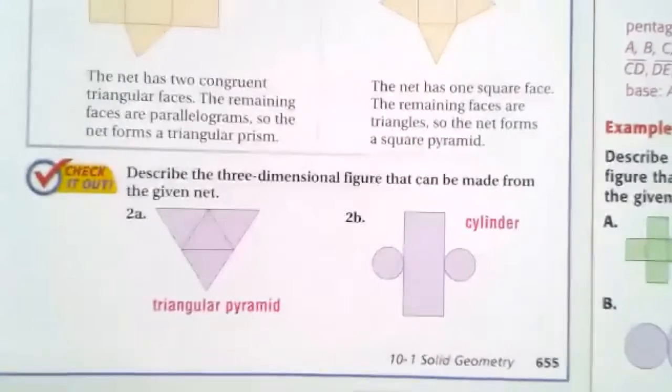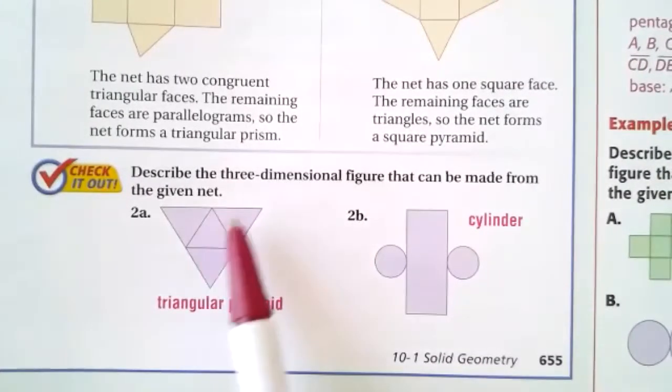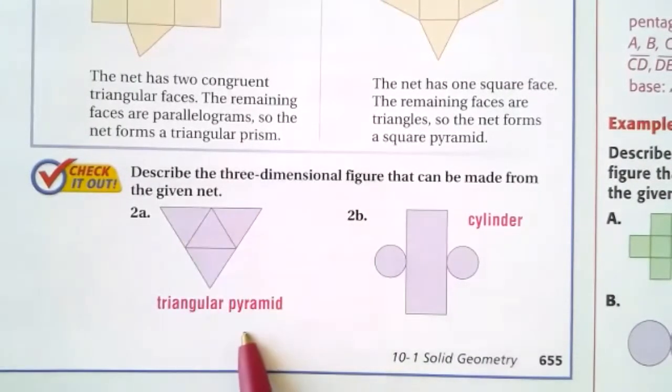This would be a triangular. We're just classifying nets now. Okay, that's what we're doing here. This would be a triangular base with triangular faces. So this would be a triangular pyramid.